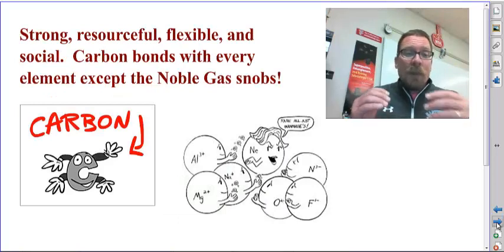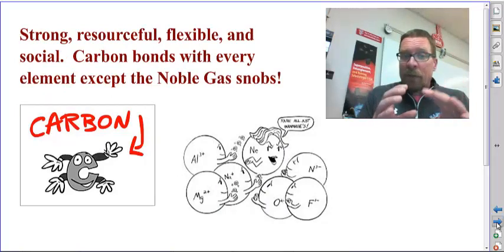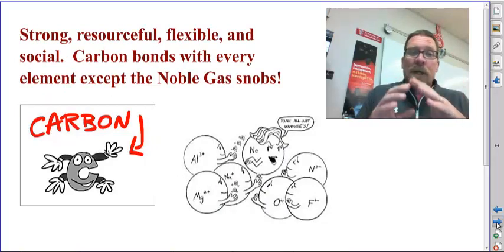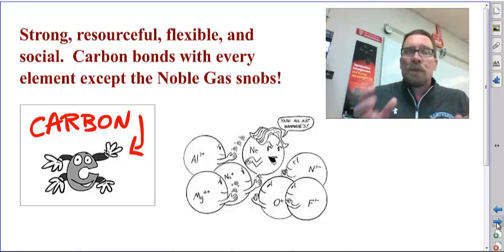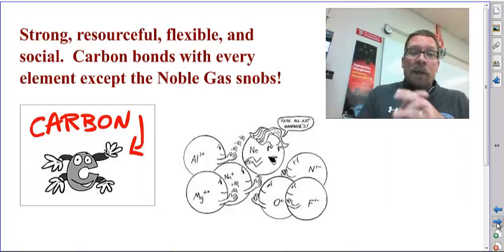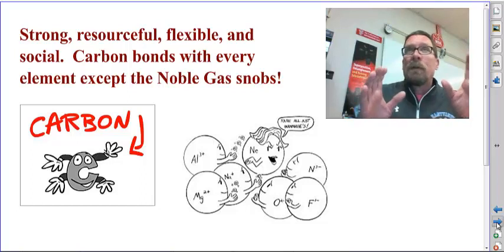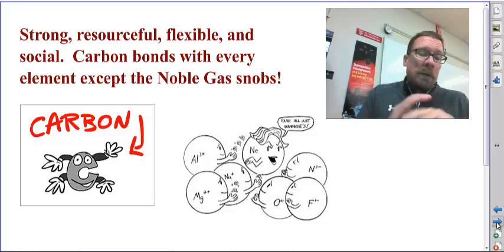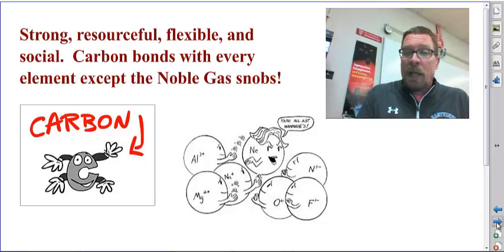Why? Because carbon, with its tetravalent shell, is amazingly strong, it's amazingly resourceful, it is flexible, and very social. It's got 4 apartments for rent that it wants to share with, and it will bond with every other element on a periodic table, except of course the noble gases, who don't want to share their toys with anybody.